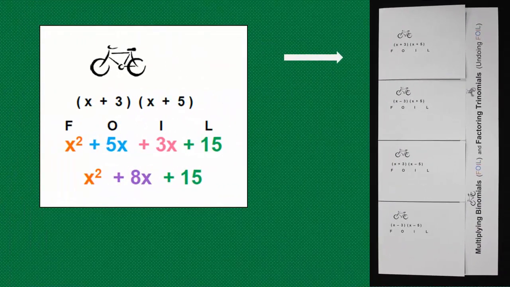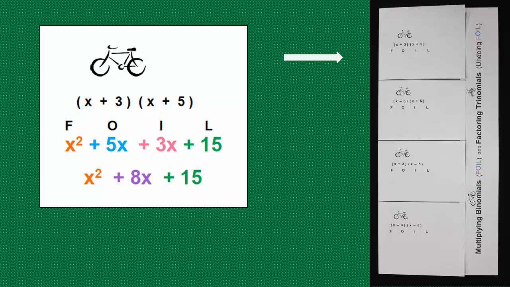Remember that a binomial has two terms, like a bicycle has two wheels. So we are going to be multiplying two binomials. Each of those has two terms. Our first binomial is x plus 3, and our second binomial is x plus 5. We can do this fairly simply with a process called FOIL.